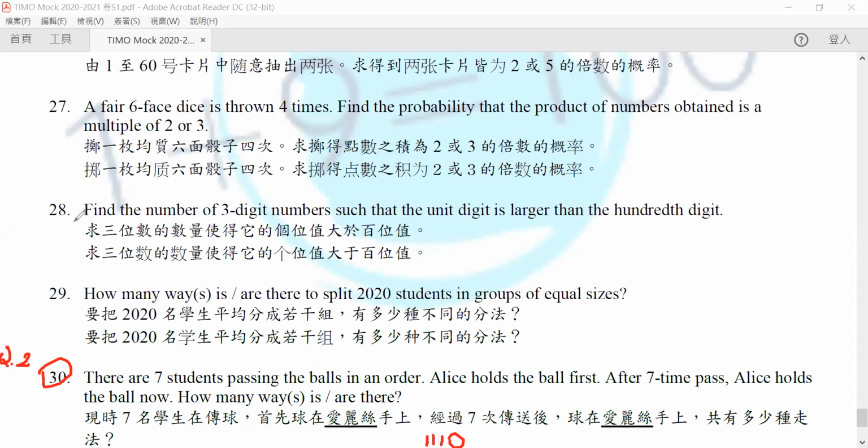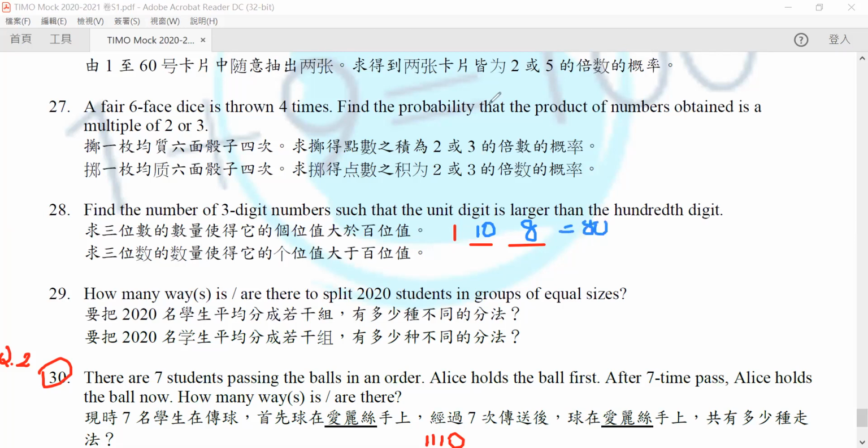Now, for question 28 and 29, 28 first: find all three-digit numbers such that its last digit is bigger than its first digit. We can list them out all together. If the hundreds digit is 1, the last digit can only have how many possibilities? They can only have from 2 to 9, which is only 8 possibilities. And the middle one is always 10. So if the first one is 1, it has only 80.